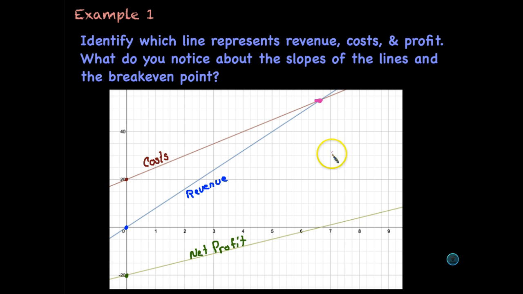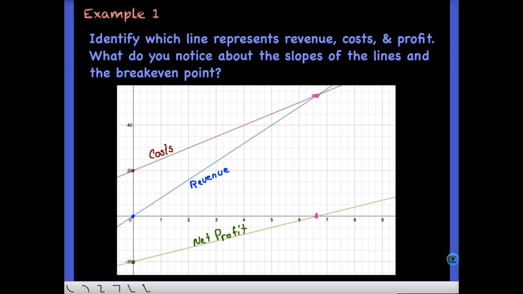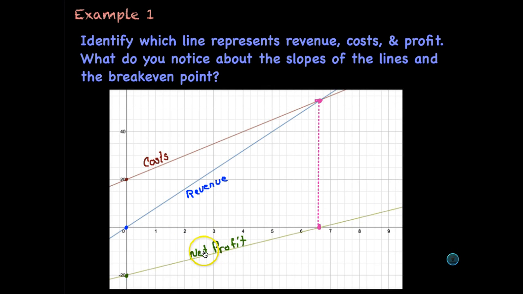All right, now let's look at our break-even point. Notice that this break-even point where our two lines intersect coincides where our net profit crosses the x-axis right here. Think about what our net profit represents. Our profit always represents our revenues minus our costs. If you remember from an earlier lesson, this area in here represents a net loss. What happens when you get to this break-even point?